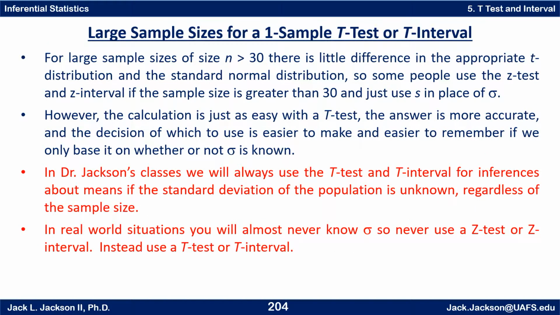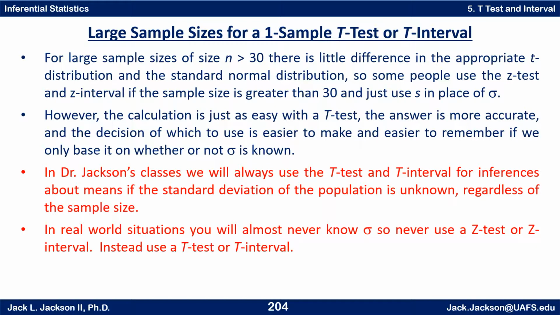In a t-test or t-interval, the population standard deviation sigma is unknown. For large sample sizes, especially bigger than 30, there's little difference between the appropriate t-distribution and the standard normal distribution. So some people use the z-test and z-interval if the sample size is greater than 30 and just use s in place of sigma. However, the calculation is just as easy with the t-test, the answer is more accurate, and the decision of which to use is easier to make and easier to remember if we only base it on whether or not sigma is known.